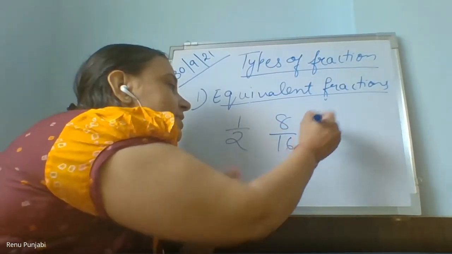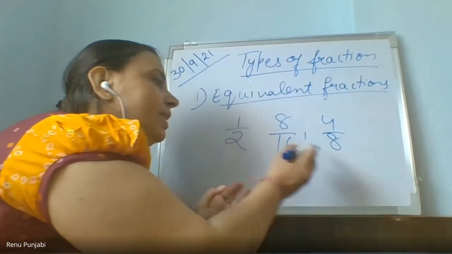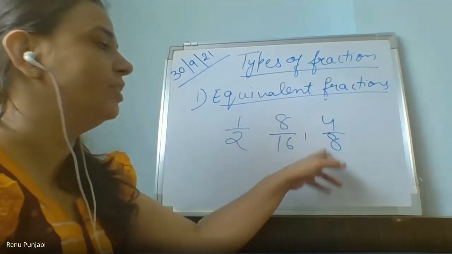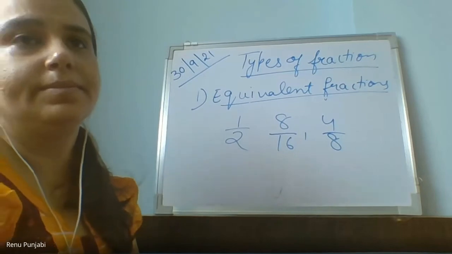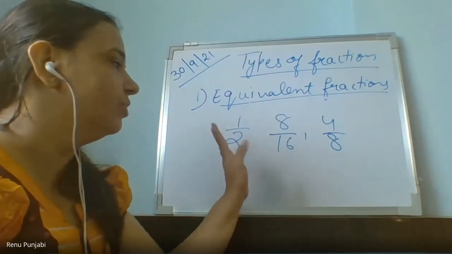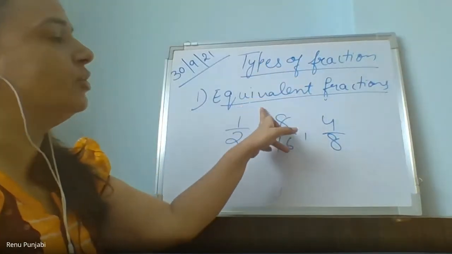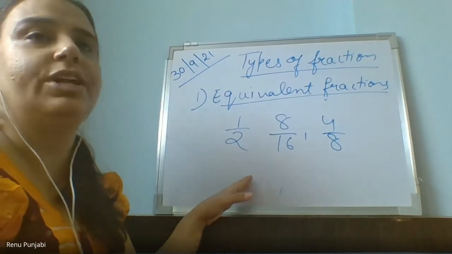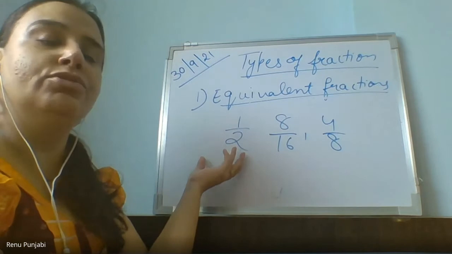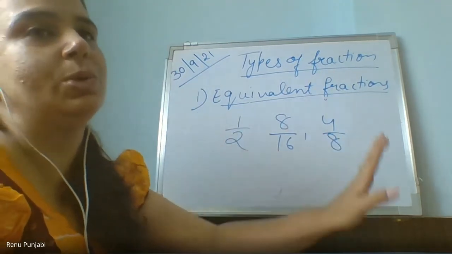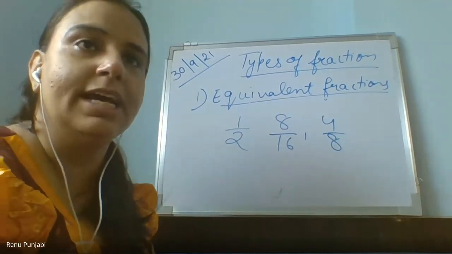8 upon 16 is also equivalent. 4 upon 8 is also equivalent, right? All are 1 upon 2 when you simplify them. I'm just explaining. So we have written only the 4 types of fraction so far. When I write the definition of equivalent fraction, you need to write it. So one will be given to you as a base, and you have to find more equivalent fractions according to that. Clear, everyone now?